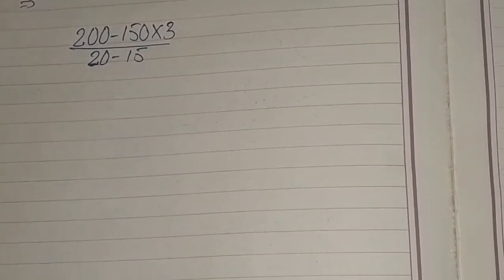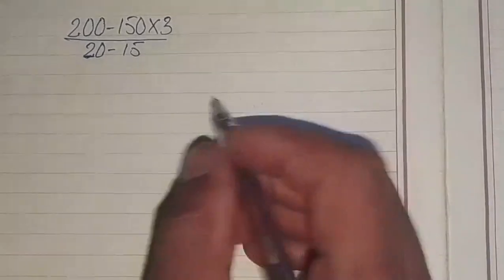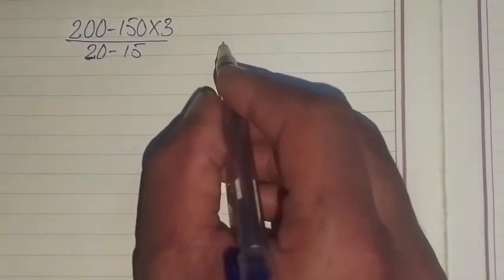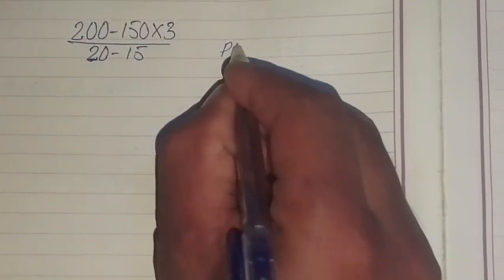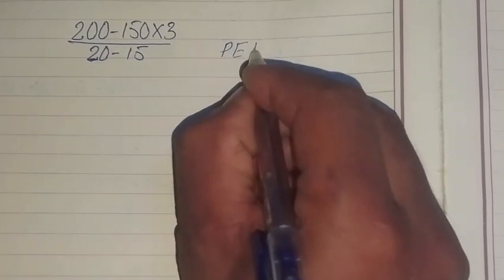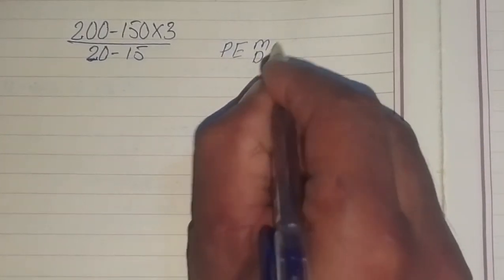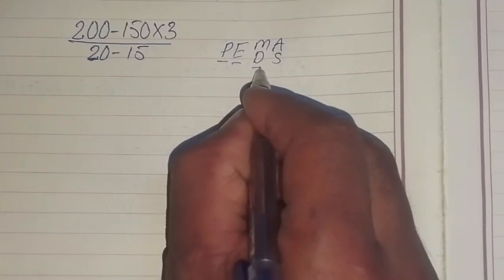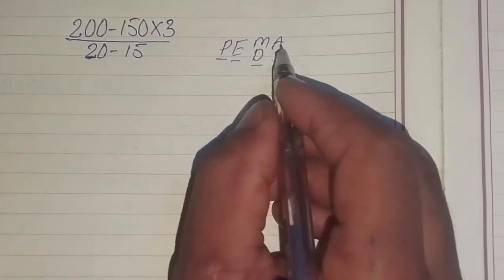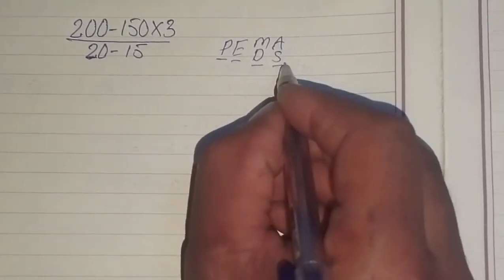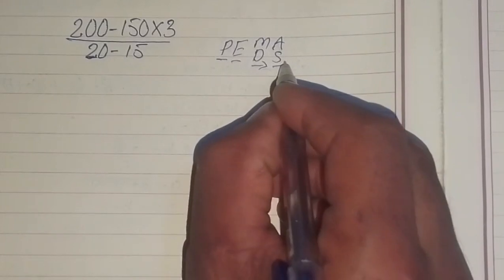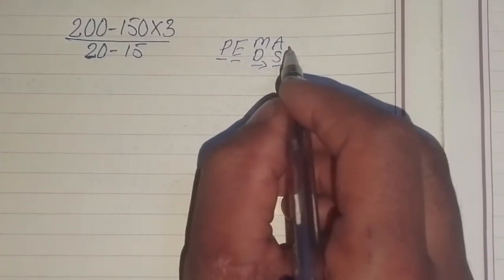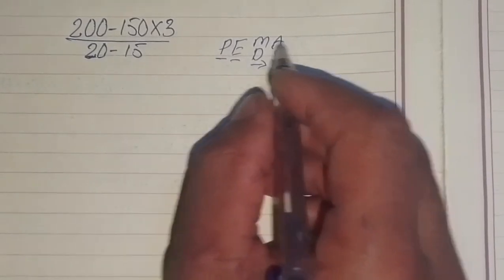Today we solve this expression by the rules of mathematics, PEMDAS. According to the PEMDAS rule, first we solve parentheses, then exponent, then multiplication or division, and then addition or subtraction. Remember, multiplication or division we solve from left to right, and addition or subtraction we solve from left to right.